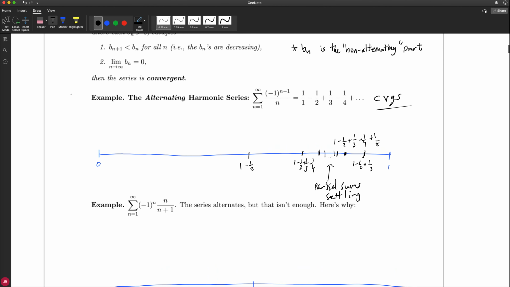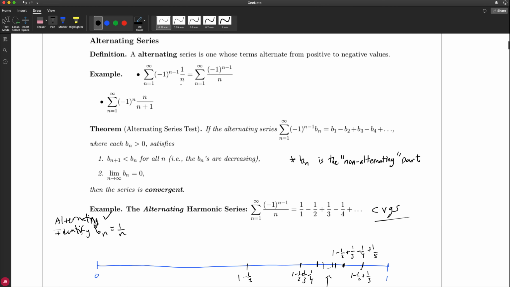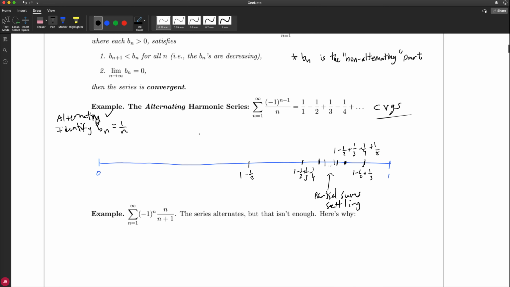First, identify that it's alternating. So it's alternating, check. This is an alternating series. Then identify Bn. Well, in this case, Bn is just 1 over n, right? What is the non-alternating part? The non-alternating part is just 1 over n. Okay, and you can see it if you rewrite the alternating harmonic series like this. Notice right here is Bn, this 1 over n here.